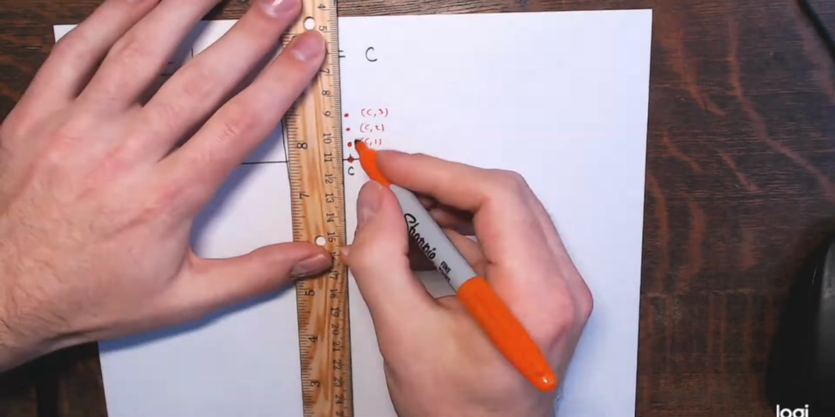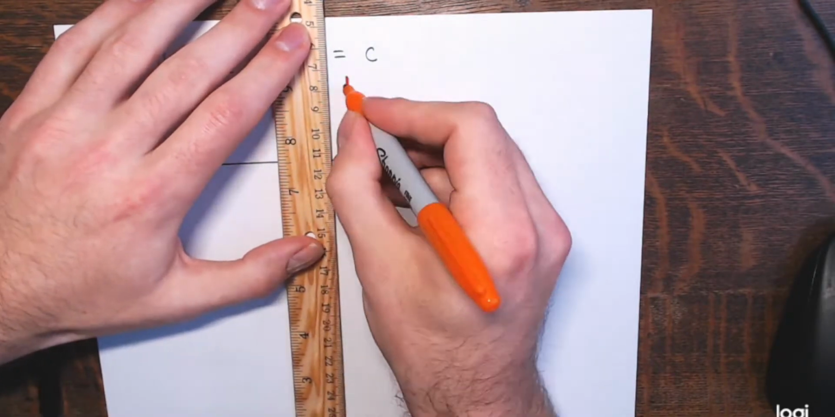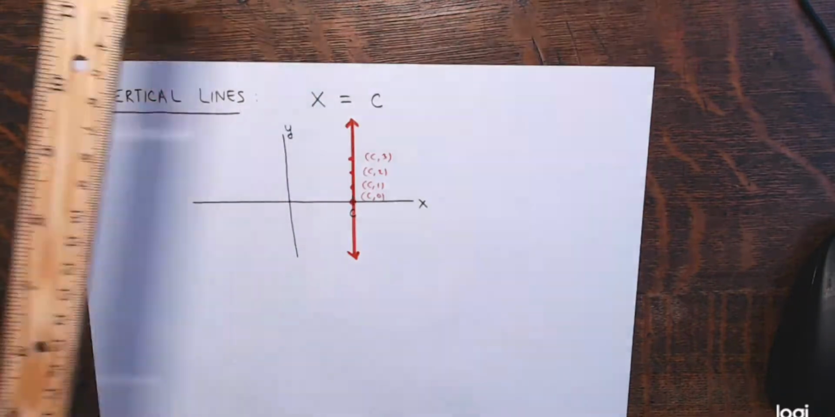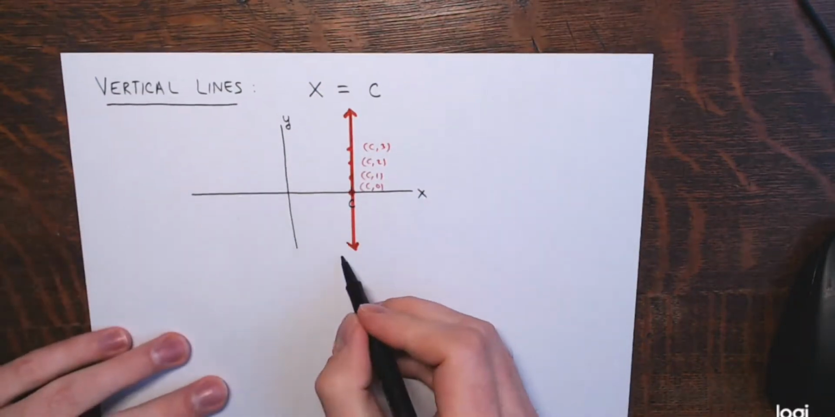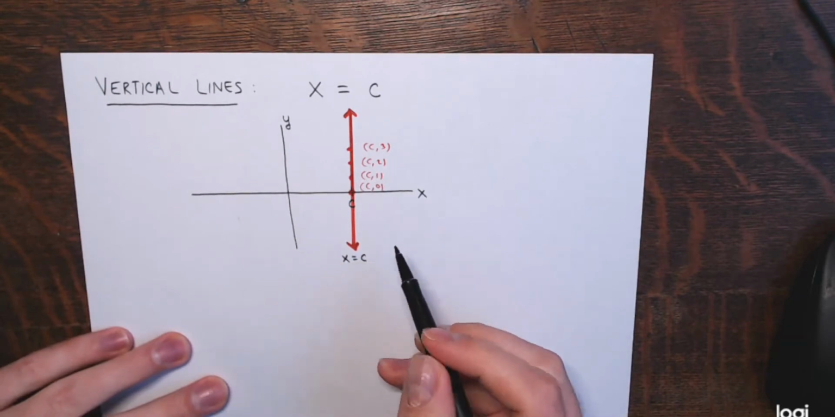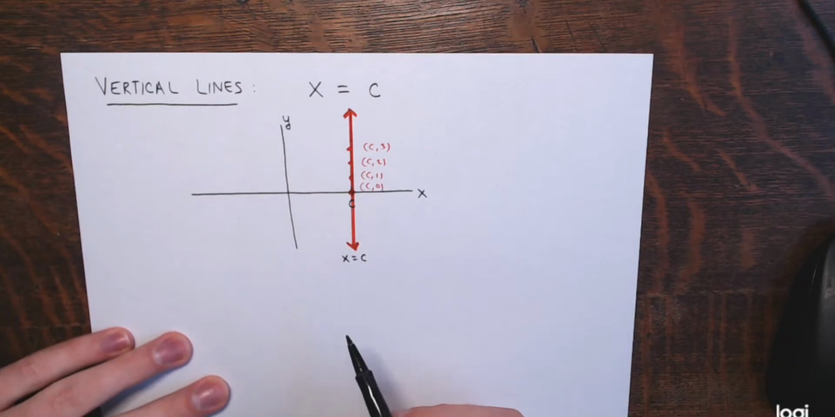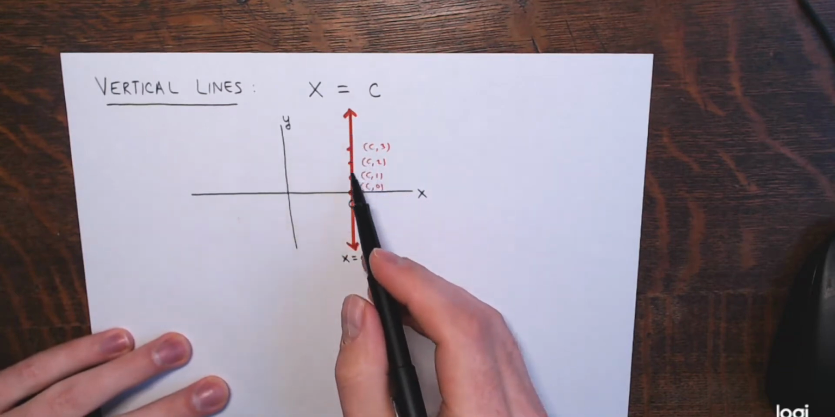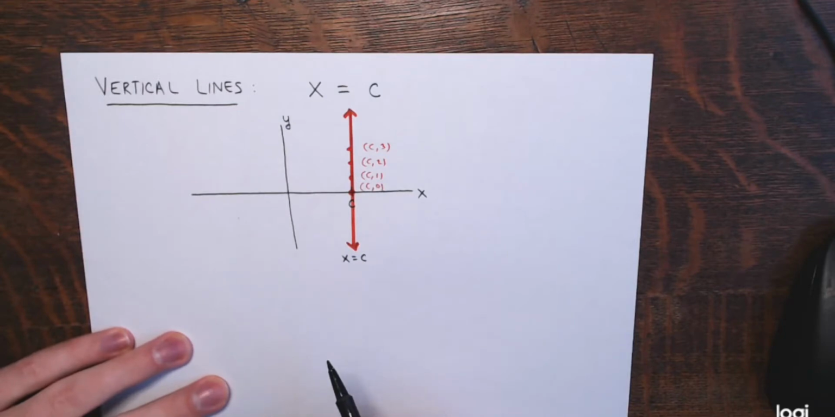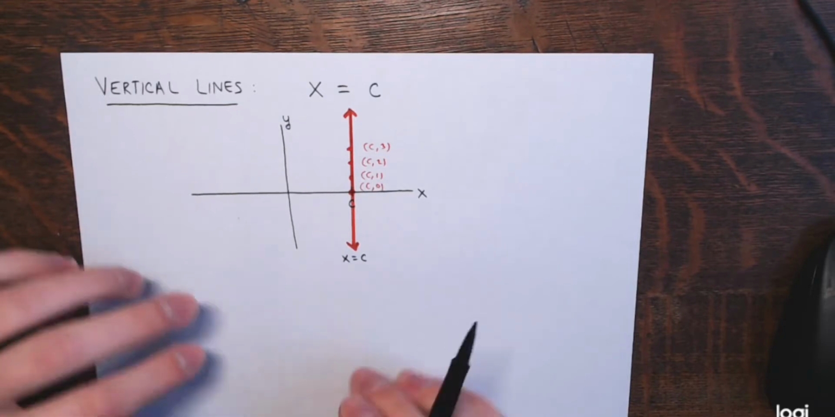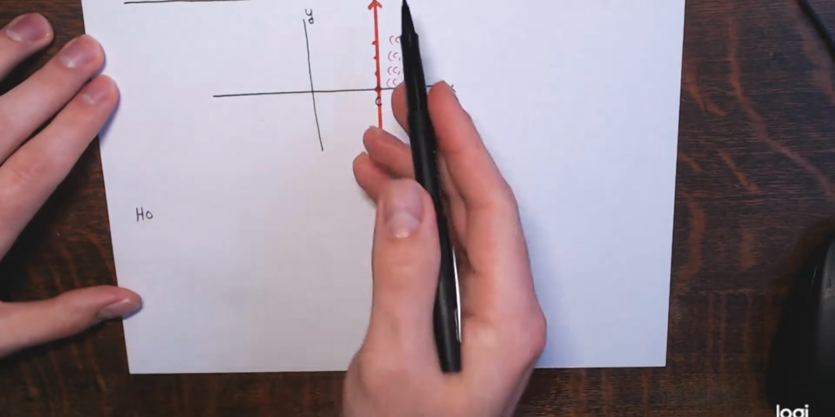A vertical line goes straight up and down like that. It's parallel to the y-axis. But this is the line x equals c, and it's called x equals c because the x coordinate is always c. For every single point on the line, the x coordinate never changes. That's a vertical line. And then for horizontal lines, the y coordinate never changes.